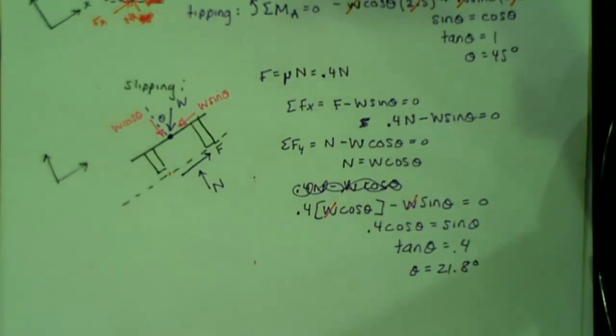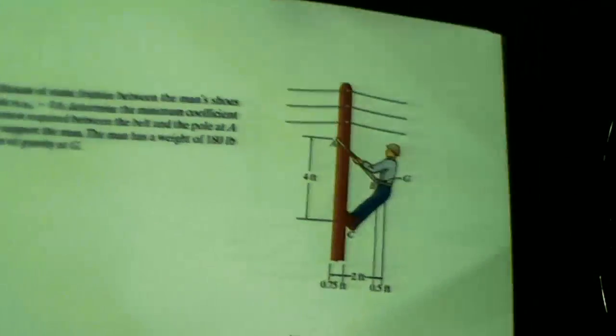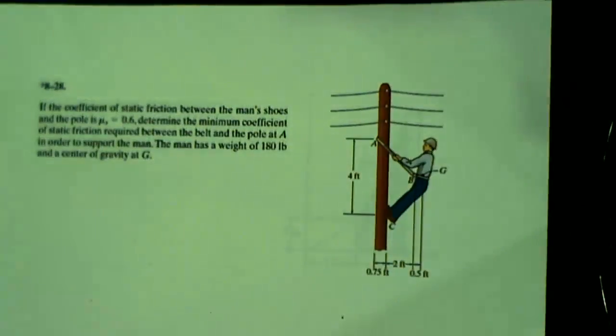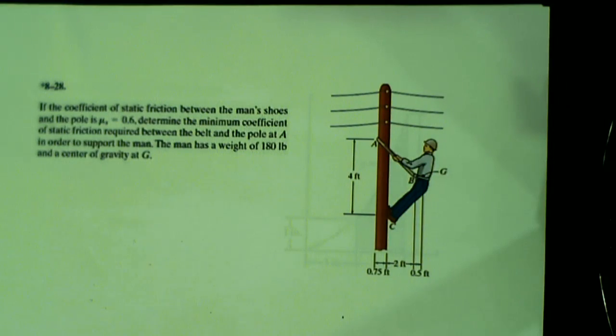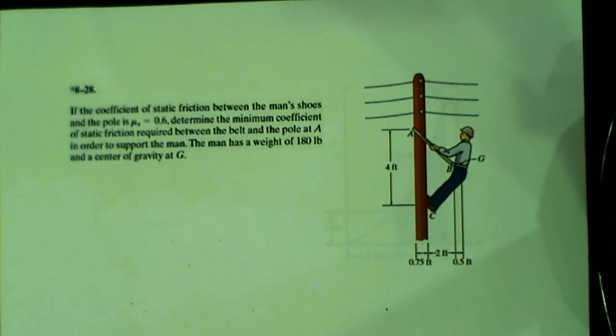The next one we have is another one of these, but it's a little more straightforward. It says, the coefficient of static friction between the man's shoes and the pole is 0.6. Find the minimum coefficient of static friction required between the belt and the pole at A in order to support the man. He weighs 180 pounds and has a center of gravity at G. So we're going to draw our free body diagram.